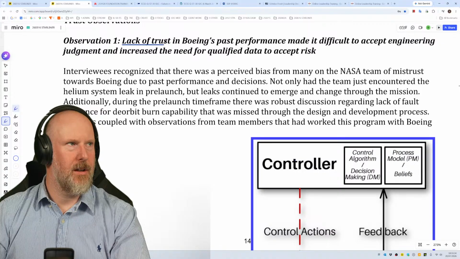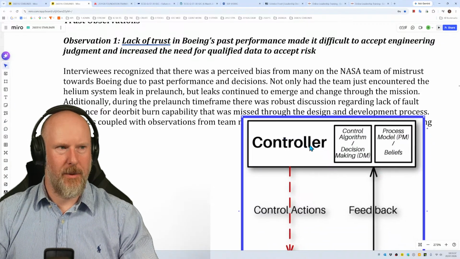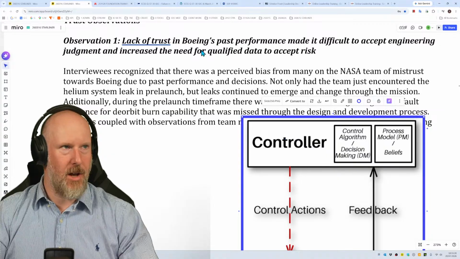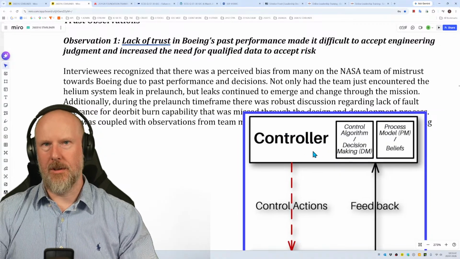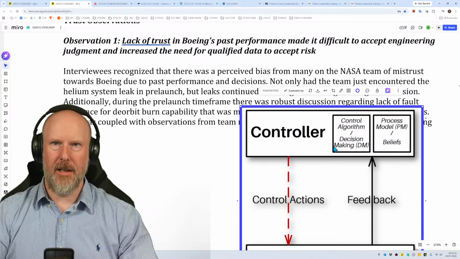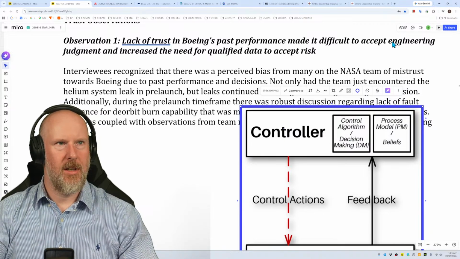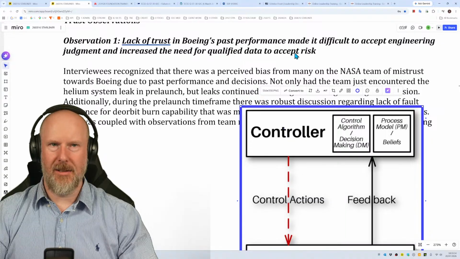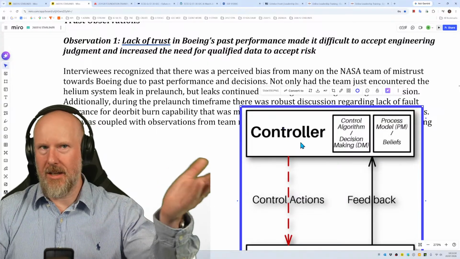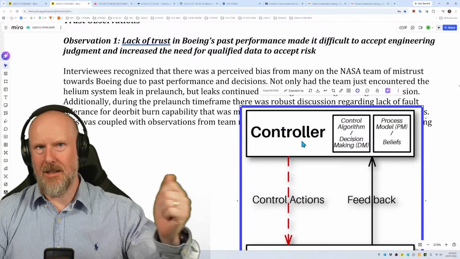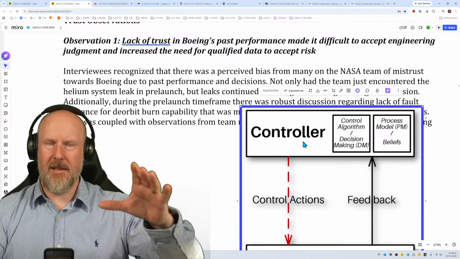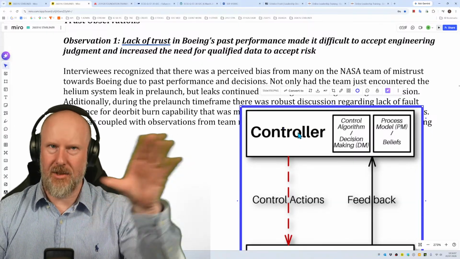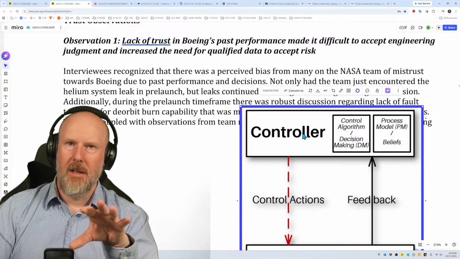Okay, so let's think about it like this. So we've got, as noted here, an unnamed controller, an unnamed stakeholder that is making decisions to accept engineering judgment and make decisions about what level of qualified data is needed to accept risk. And so whoever that stakeholder is, it's unstated at this moment. So is it CCP? Is it Boeing? Is it NASA or whoever that is? It's unstated. So who is that?